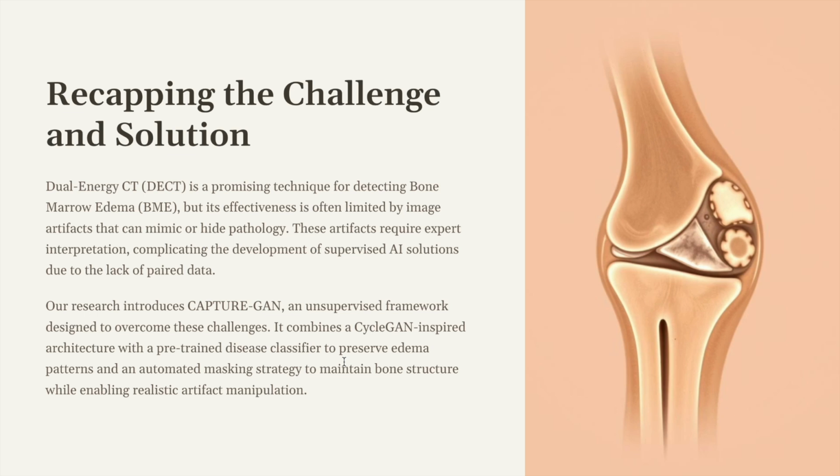The second point is an automated masking strategy for bone structure.